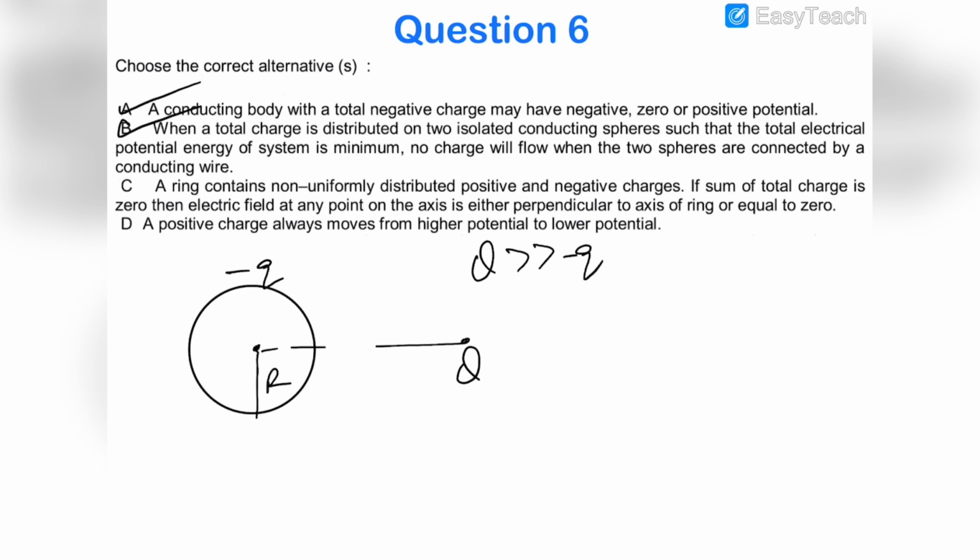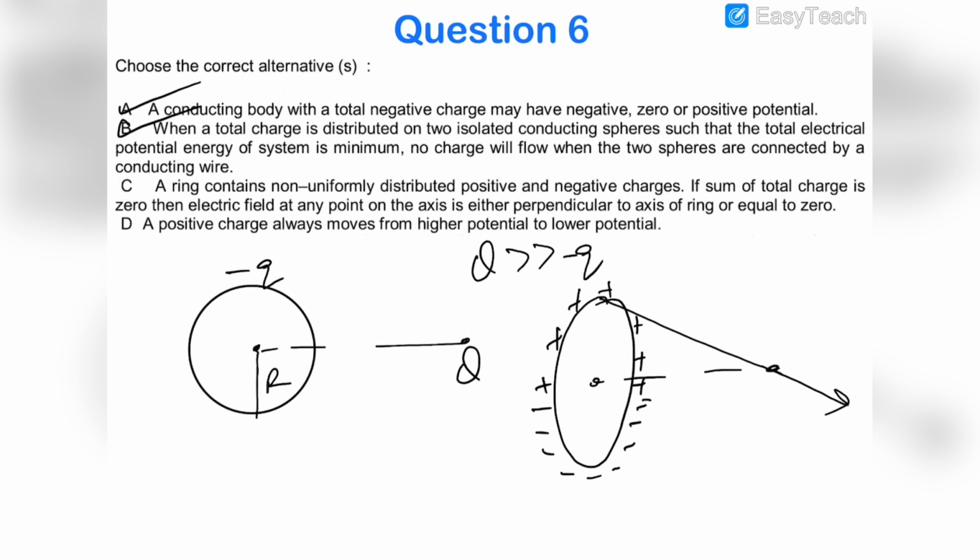Now C option says that a ring that contains a non-uniformly distributed charge, positive and negative charge. So there are charges plus and minus, non-uniformly distributed, and on the axis at any point you can see that the electric field due to this one is in the downward direction and due to this one is in this direction. So if these electric fields are not equal, then we can say that one of the components would be along the axis and one would be perpendicular to the axis.